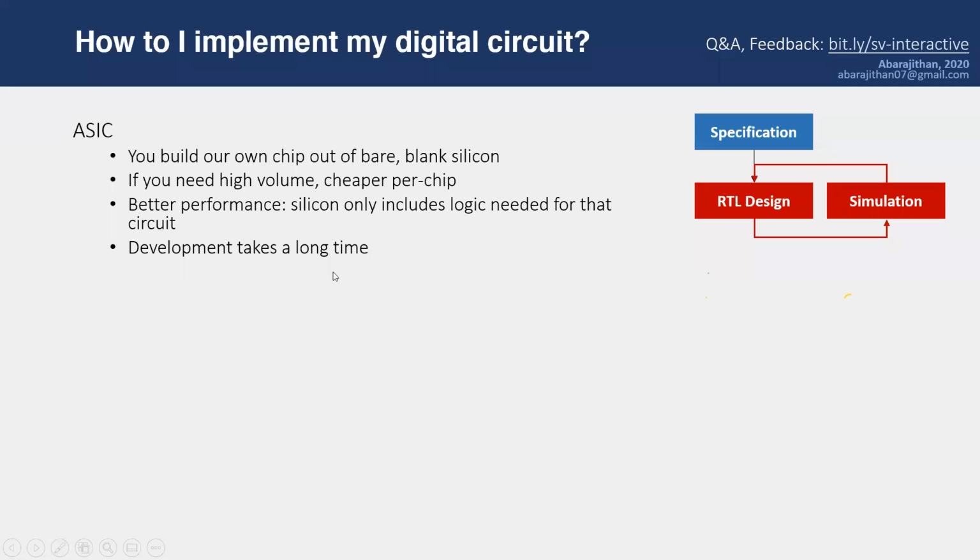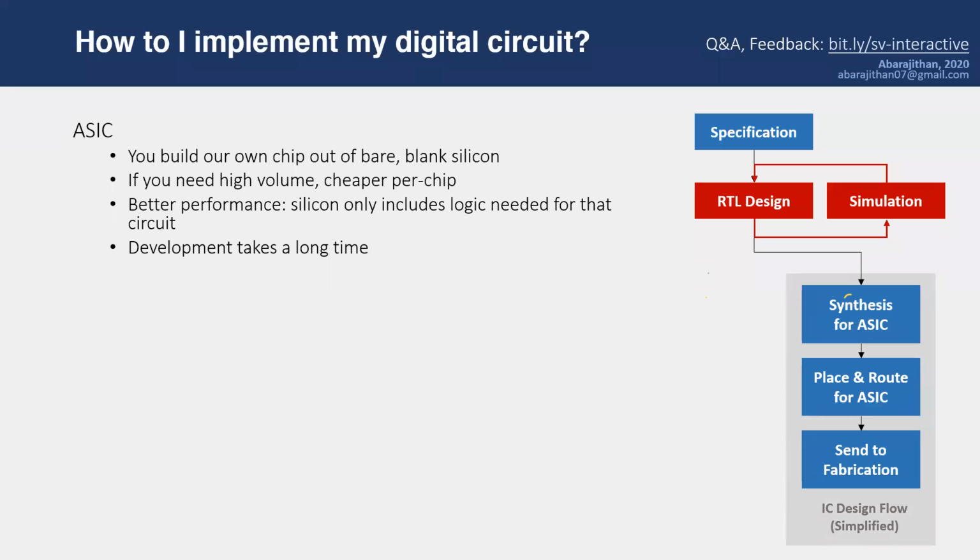But the development takes a long time. The reason is that you have to be absolutely sure the circuit is working. Otherwise, you will spend millions of dollars, literally millions of dollars, and finally find out it doesn't work at all. So you have to do this cycle again and again until you finally verify it. So if you are going for an ASIC, how do you do this? You do something like this.